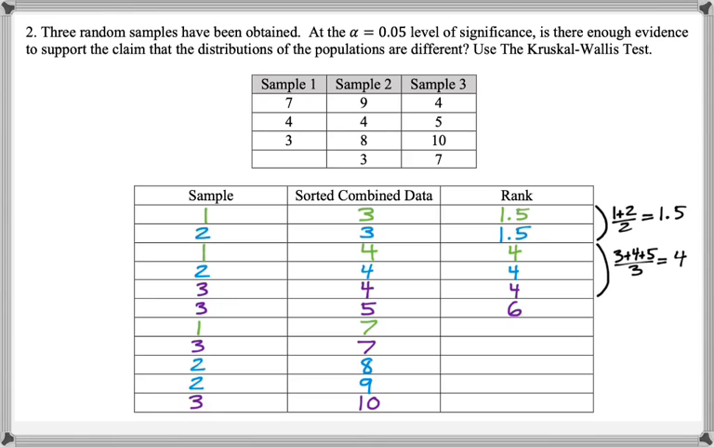5 gets a rank of 6. There's a tie for the 7th and 8th position, so if we average those, they both get a rank of 7.5. 8 is in the 9th position, 9 is in the 10th position, and 10 is in the 11th position.